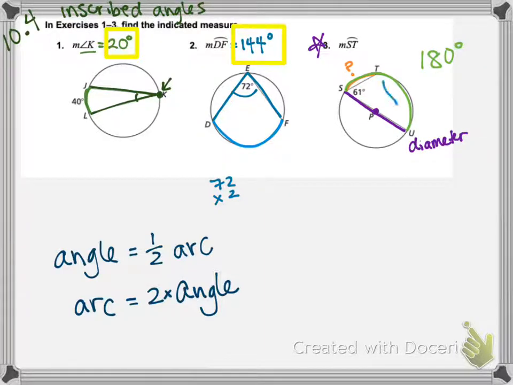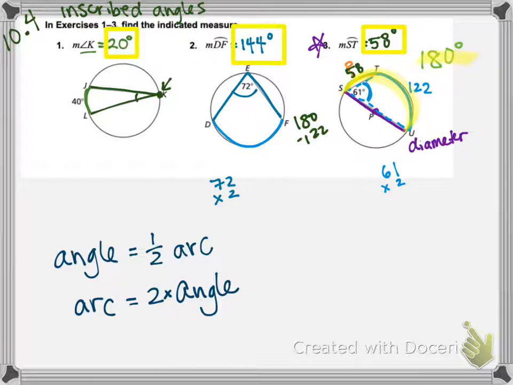We are capable of finding TU because it does have an angle. So remember, the angle is half the arc, and the arc is double the angle. So 61 times 2 is 122. So that tells me what this piece of the 180 is. To find the missing piece, I'm going to subtract. So 180 minus 122, which is 58 degrees, because 58 plus 122 is 180.